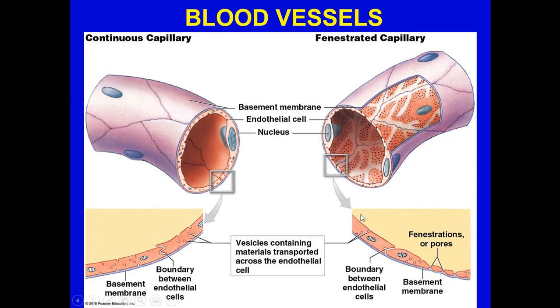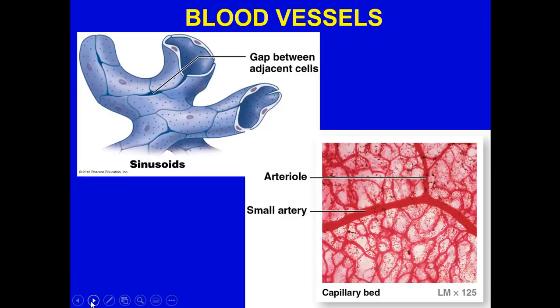Okay? Now, from there we go to the sinusoids. And the sinusoids look like, what the heck is this? Notice that there is a gap between adjacent cells. There's a gap over here. A lot of times you'll also have some basement membrane there, but other times not. It's almost as if this was put together like a Lego set, but they've got big gaps in there, and that's because molecules can pass through.